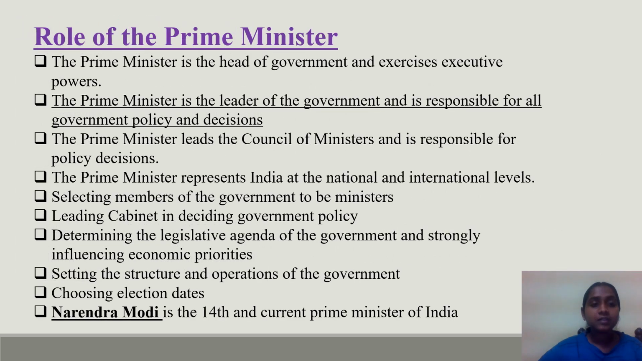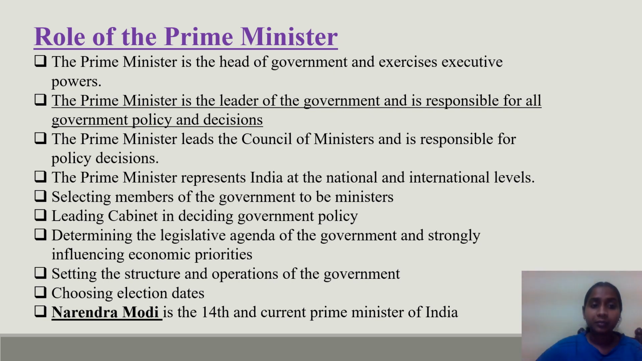Role of Prime Minister. The Prime Minister is the head of the government and exercises executive powers. The Prime Minister is the leader of the government and is responsible for all the government policies and decisions. The Prime Minister leads the Council of Ministers and is responsible for policy decisions. The Prime Minister represents India at national and international levels.